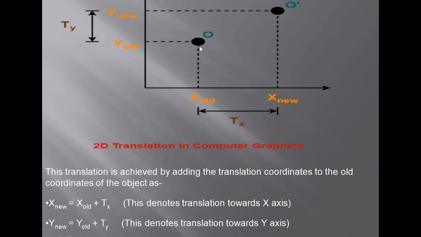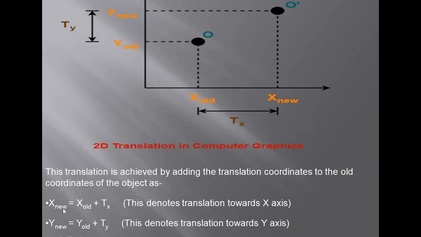Here is an example with a diagram. We have an initial object O, with the coordinates x old and y old. We can move or reposition this object to another position, that is O dash. We can do this by adding a translation vector or shift vector. tx will be added to x old, and we get x new, and y old will be added to the translation vector ty. We get the y new coordinate, and then we reposition our object to the new position O dash, with the new coordinates x new and y new.